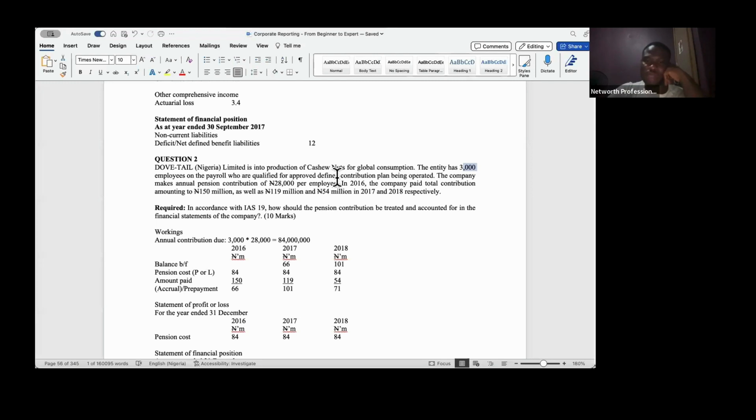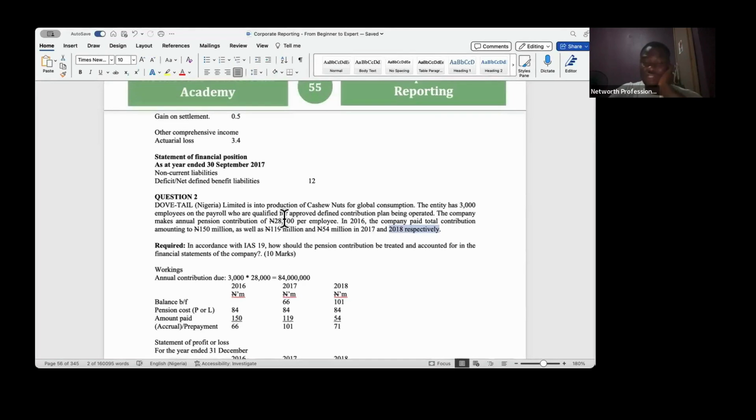However, let's see how much they paid. In 2016, they paid 150 million, as well as 119 million and 54 million in 2017 and 2018. So we are now asked, in accordance with IAS 19, how should the pension contribution be treated in a defined contribution arrangement? Very straightforward. So let's start with 2016. They paid 150 million, right? And how much were they supposed to pay? 84 million.